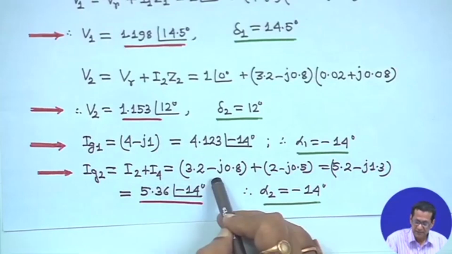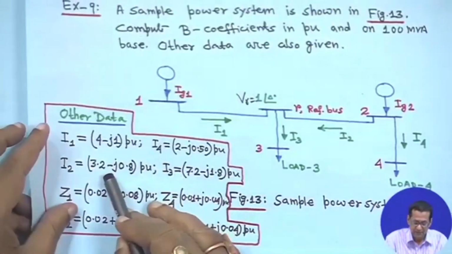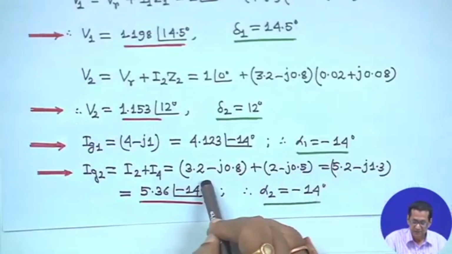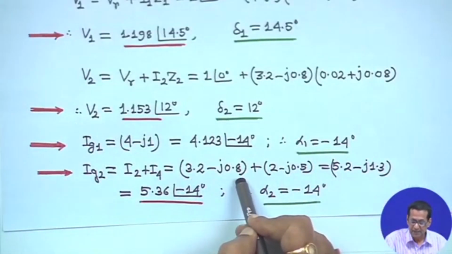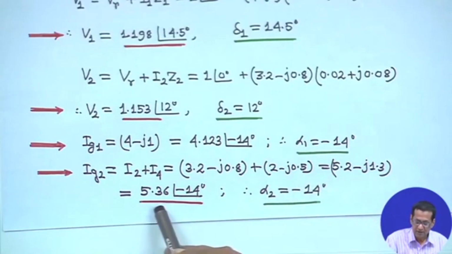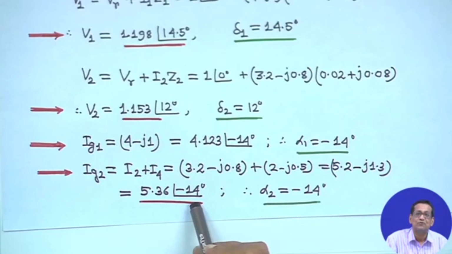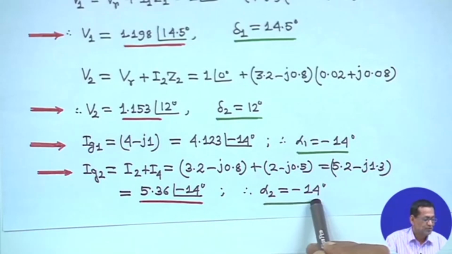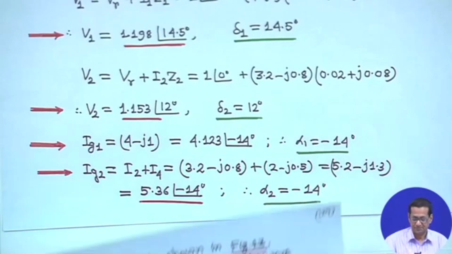I 2 is given, I 4 is also given. So you put it here, I 2 plus I 4, 3.2 minus j 0.8 plus 2 minus j 0.5, that actually comes to 5.36 angle minus 14 degree. That is alpha 2, that is the angle of the current of generator 2 is minus 14 degree, right.